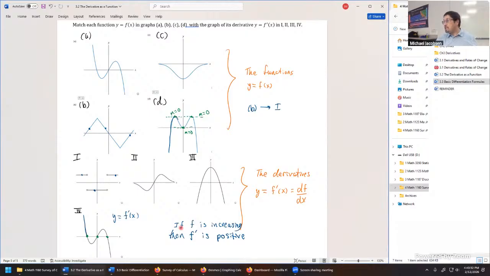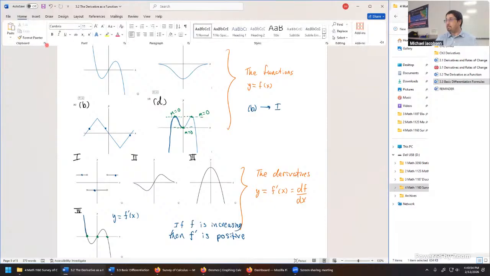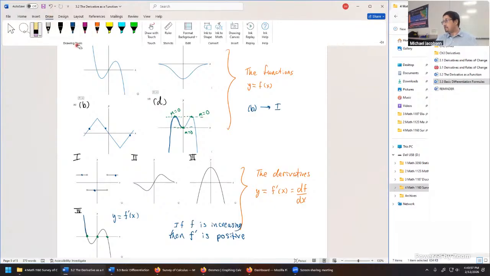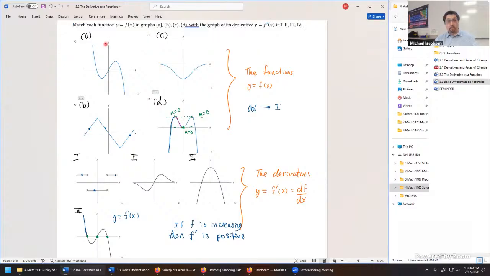If f is decreasing, so let's match up those colors a little better. If f is decreasing, say going down on the curve, I'll use DEC for decreasing, I ran out of space, then f prime is negative. So check out in this range, we're going down, and the derivative in this range is negative. It's below the x-axis. So far so good.